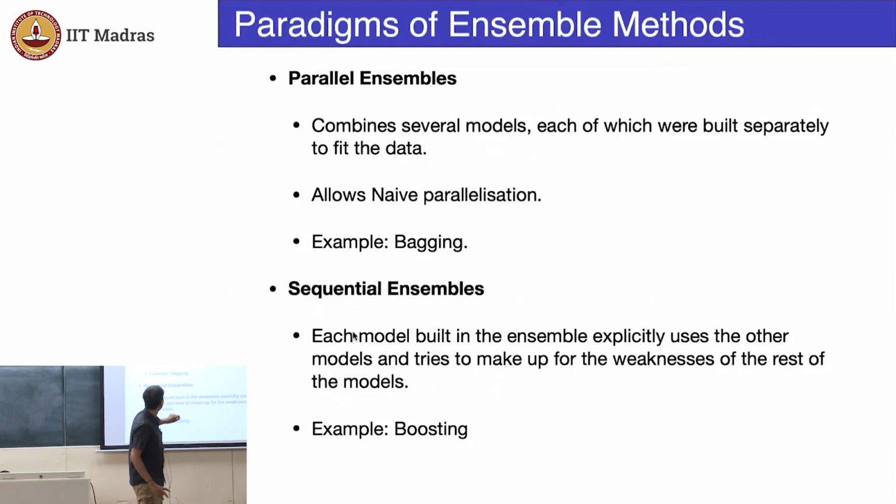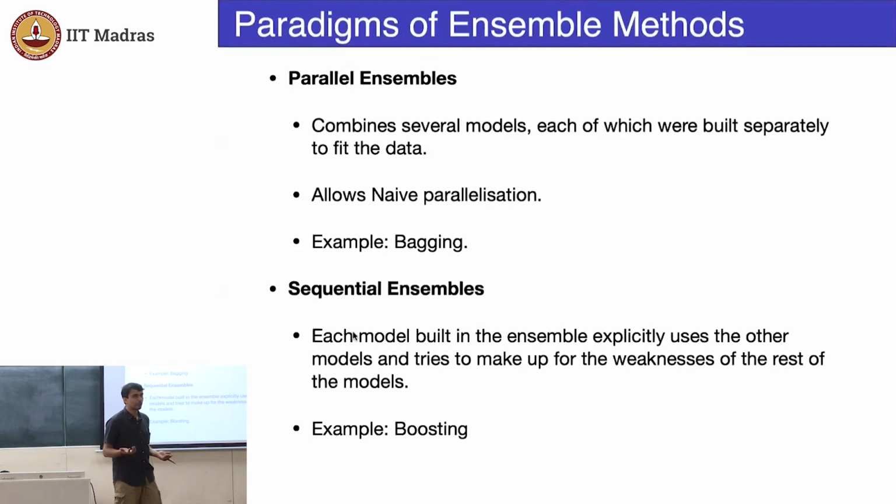Each model is independently built, and then you combine all of them together to get a single model. That's a parallel ensemble. And the classic example of such a method is bagging, right? Bagging is the simplest thing you can think of: you take several models and average them. So that's bagging.